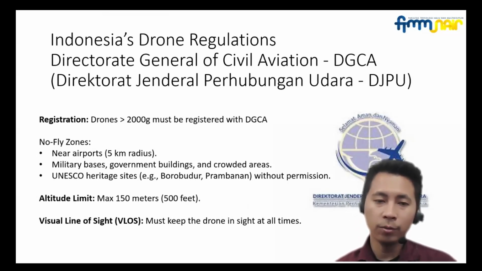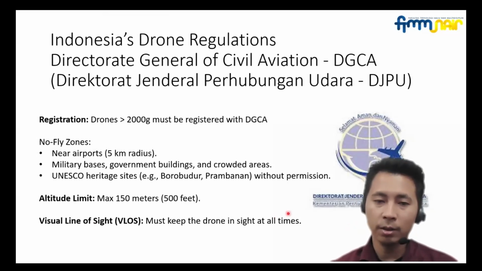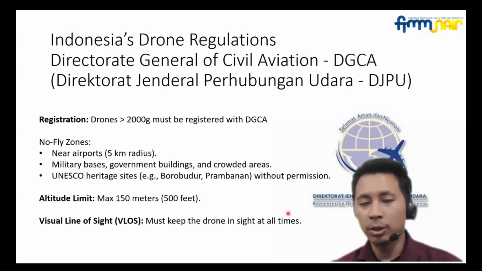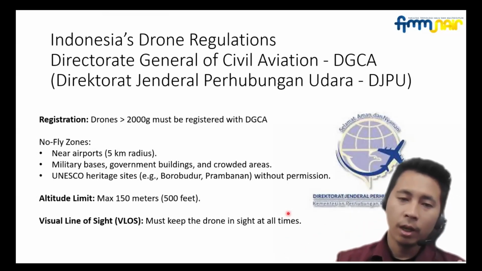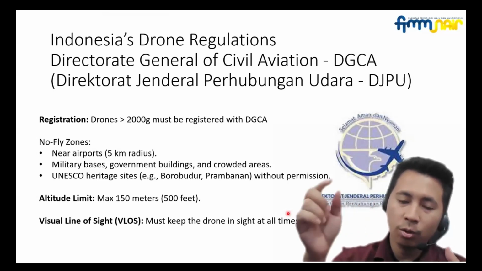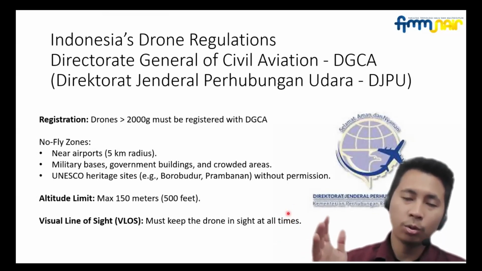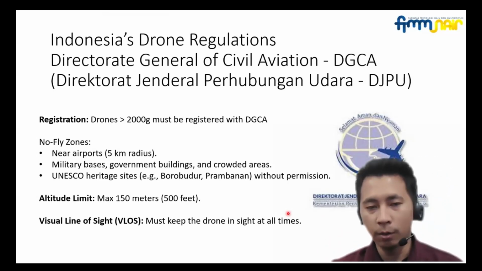And also you have to keep the visual line of sight. What does this mean? A visual line of sight is the location of your drones, which must be kept on your side at all times, so you can see your drones directly. That is very important. You have to keep that. If your drone is not on your side directly, it is forbidden. Actually, it is forbidden to fly the drone like that.